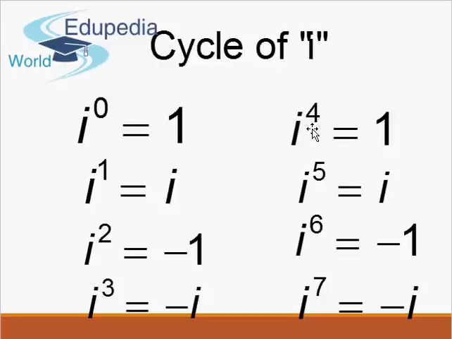i⁴ we know is i² multiplied by i², which will become i raised to the power of 2 plus 2. That would give us 1. Why would that give us 1? Because i² multiplied by i² would mean negative 1 multiplied by negative 1. And then we would have i raised to the power of 4 is equal to 1.